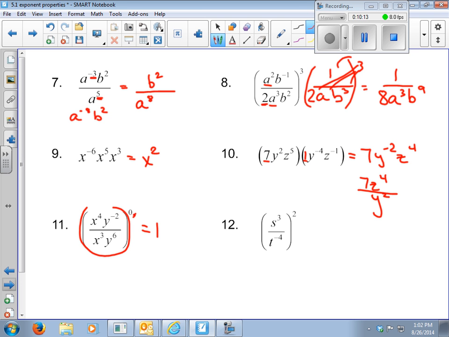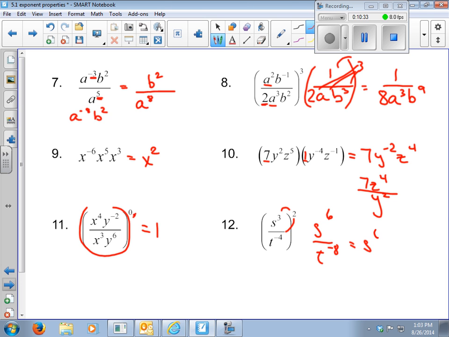And this next one, again, there's a couple ways you could do this. We could go backwards to each thing that we see. S to the 6th over t to the negative 8. You can't leave a negative power, so you'd have to flip that. The t will flip to the top, the s stays right where it's at.